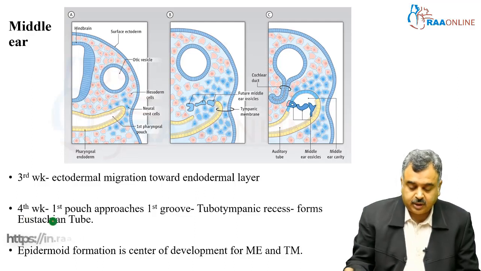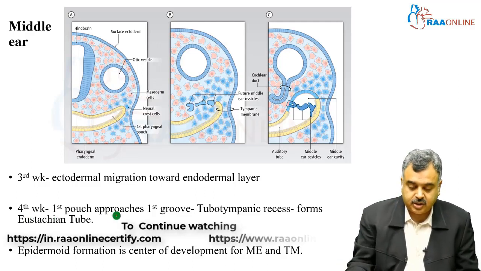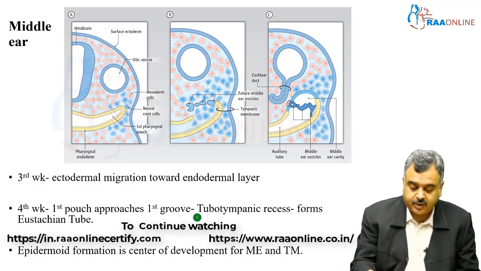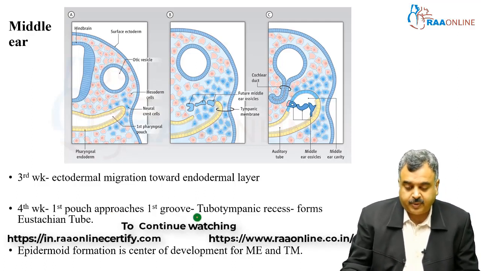At the 4th week, the first pharyngeal pouch approaches the first groove to form the tubotympanic recess, which forms the eustachian tube.